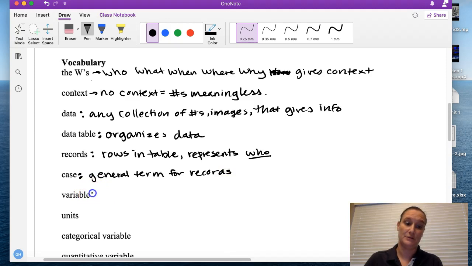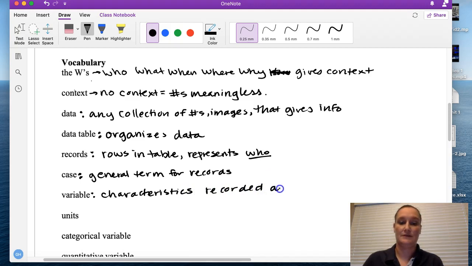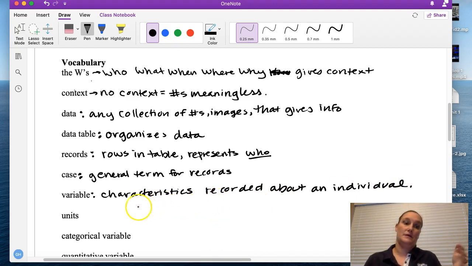Variable. This is an important one. Variables are characteristics recorded about an individual, and an individual doesn't have to be a person. It could be an orange if you're studying oranges, but it's whatever characteristic you're recording. So their height, their weight, if it was an orange, the amount of juice you got out of the orange, the miles per gallon from a car, things like that.